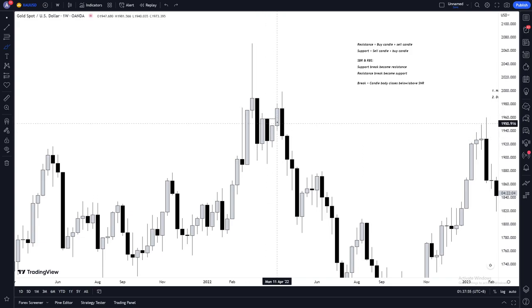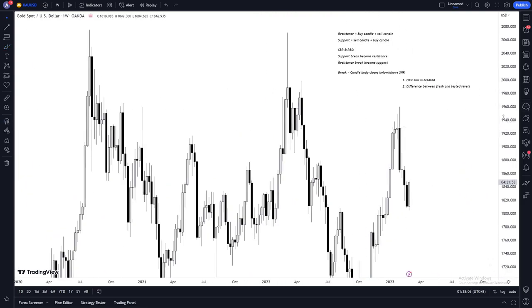Draw the resistance up. Oh, this candle comes in. Okay, I'm expecting it to reject here. Oh no, it broke up. It rejected at the top. That's not the question I'm asking you. Did this break? Yes. Why? Candle body closed above the resistance.